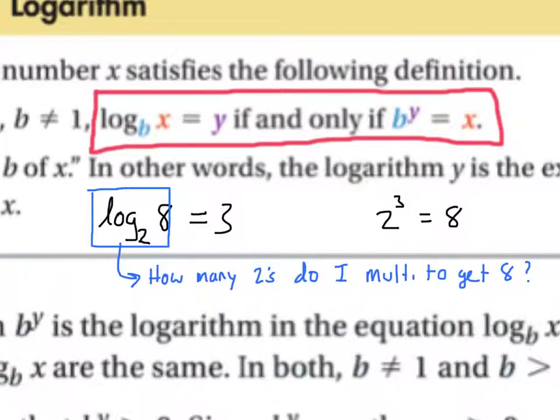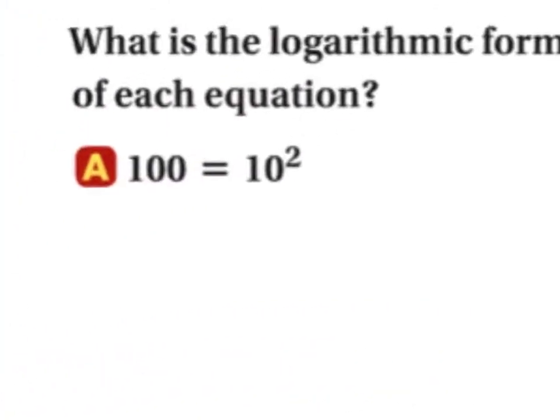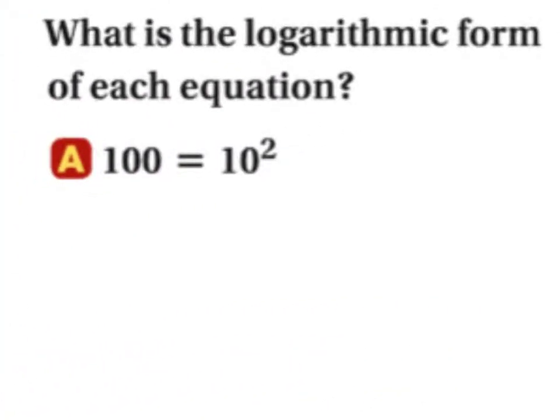So let's take a look at a first couple examples here. Example A, what is the logarithmic form of each equation? So we'll do A together. I want you guys to do B and C on your own. So first off, in A, if we're rewriting this as a log, okay, remember, log is going to equal exponent, because the log is the exponent, right? So therefore, log whatever is going to equal what? 2, because that's the exponent.